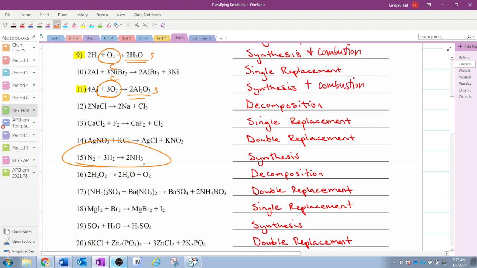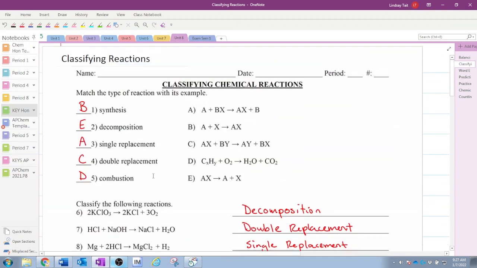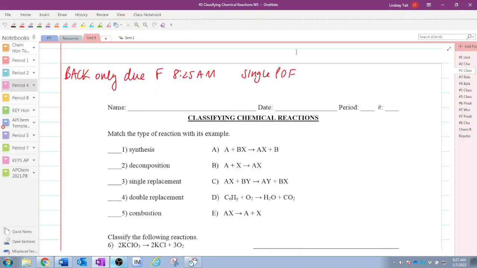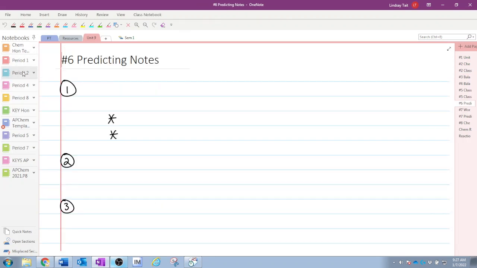If we look at number 15, that had one product and was synthesis, but notice there was no reacting with oxygen, so it was not also combustion. So make sure you're keeping an eye out for that, the synthesis that could also include combustion. Okay? All right, so with that, let's get a blank sheet of paper for number 6, predicting products notes.